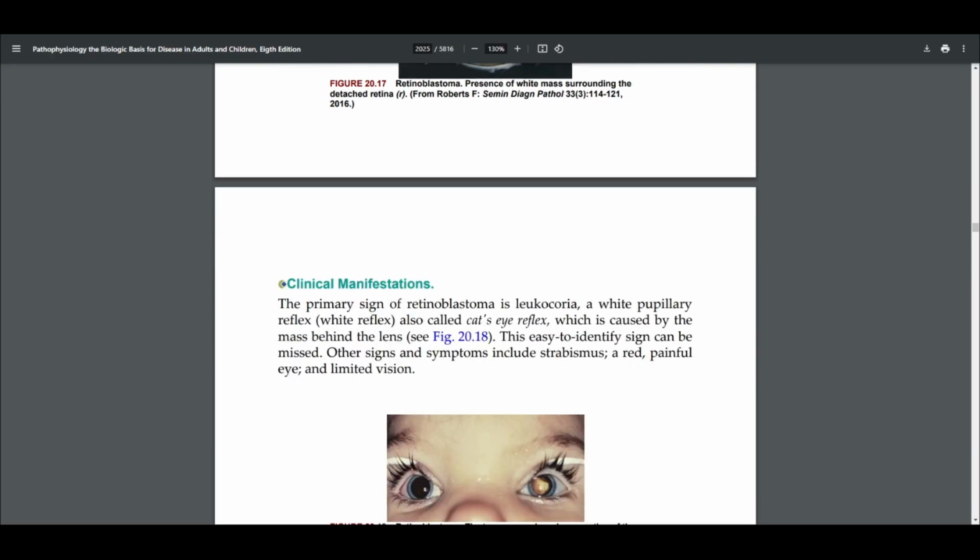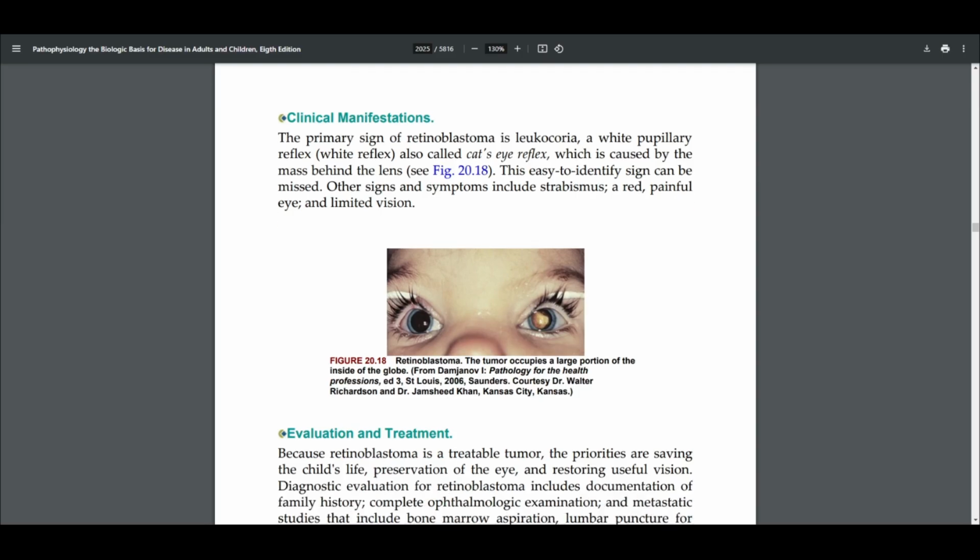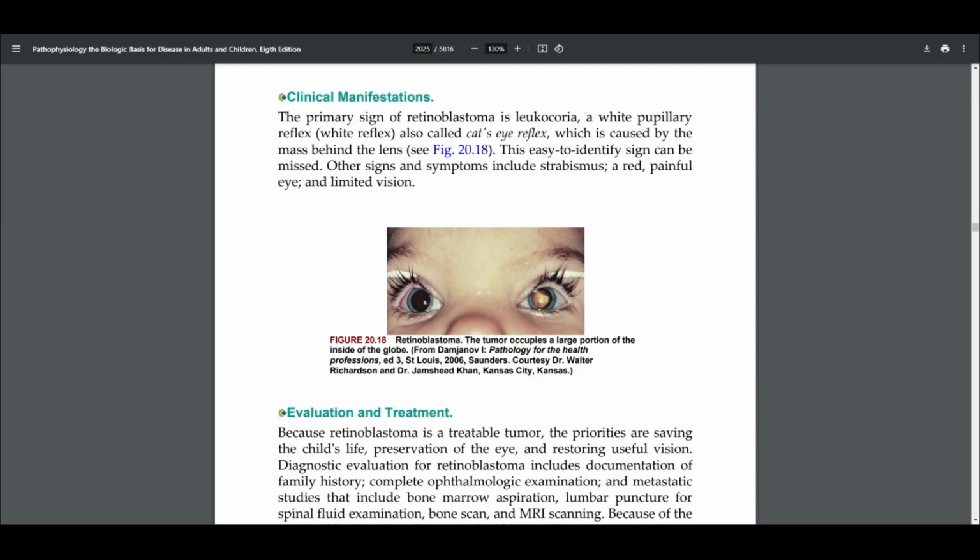So, clinical manifestations. The primary sign of a retinoblastoma is leukocoria, a white pupillary reflex, also called the cat's eye reflex, which is caused by the mass behind the lens. This is easy to identify, but the sign can be missed. Other signs and symptoms include strabismus, a red, painful eye, and limited vision.